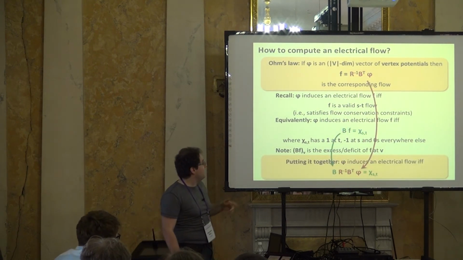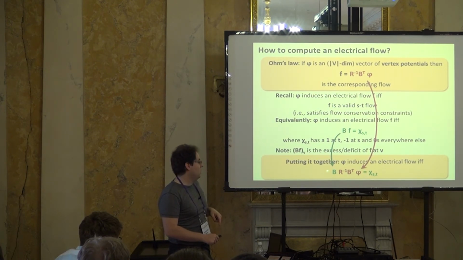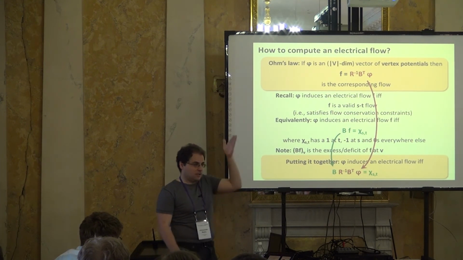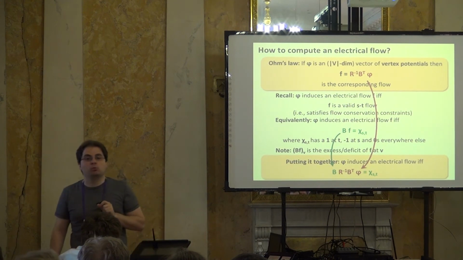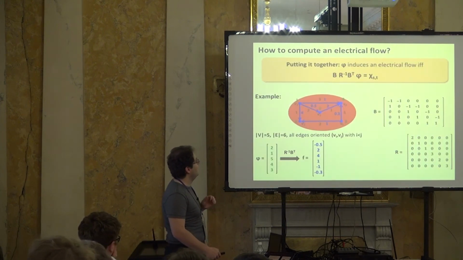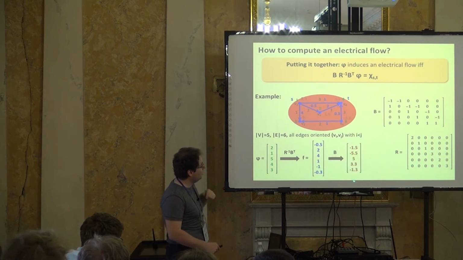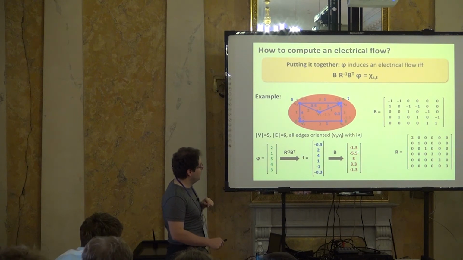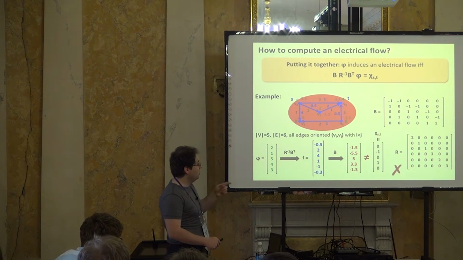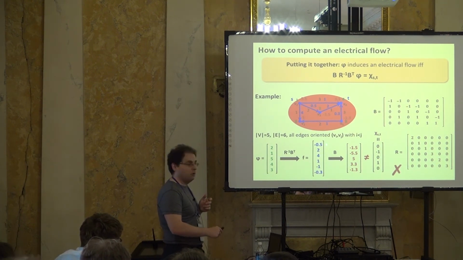So if you put all of these things together, the condition that you want to check is that you would like to find a vector of potentials that, after you apply first Ohm's law and then this balance check matrix B, you get a vector that has a prescribed pattern of deficits and surpluses of flow. Let's see it on an example. Here we have potentials, here we have flow, and now let's check what its deficits are. These are the inflows that you get for every vertex after applying the matrix B. Clearly this is not what you would like, because you would like to have 0, minus 1, 0, minus 1, 0. So these are not vertex potentials that induce an electrical flow, and this is not an electrical flow.